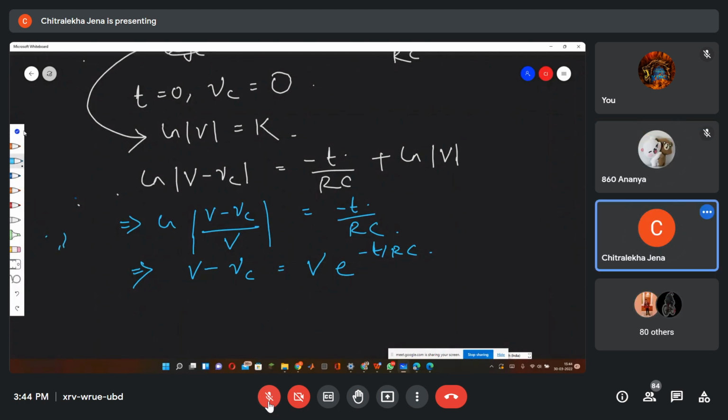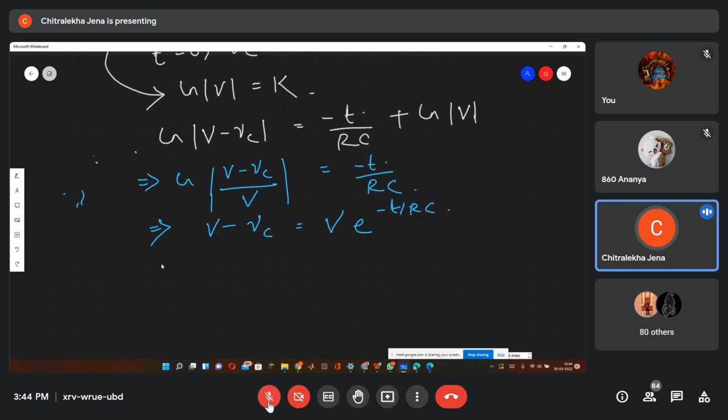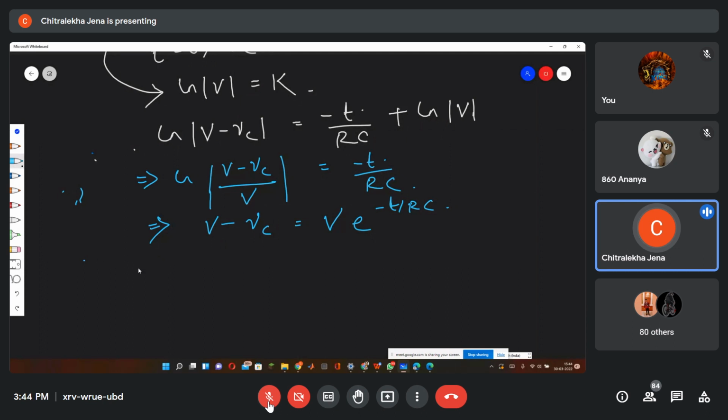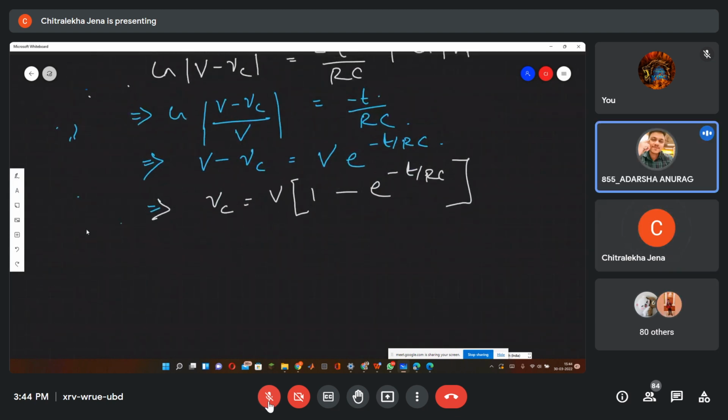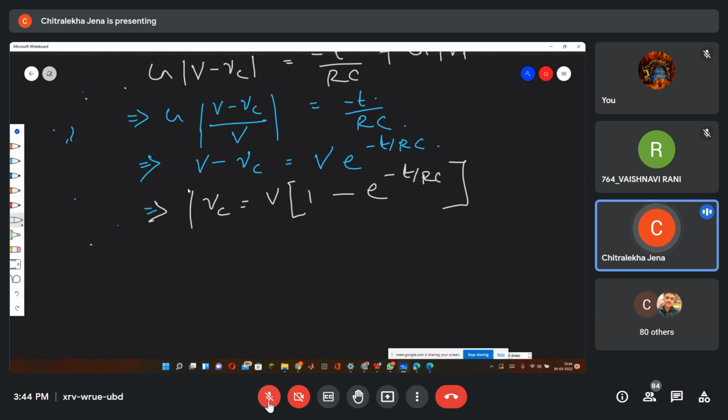Very, very good. So now this implies what will be the value of V? So this V will be equal to how much? This implies Vc, I want the voltage across the capacitor, is capital V into 1 minus e to the power minus T by RC. Am I clear to all of you? Yes, ma'am. Now this is the equation of the voltage across the capacitor at any instant.